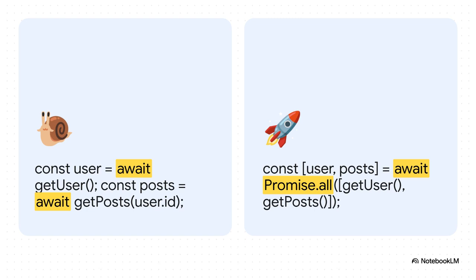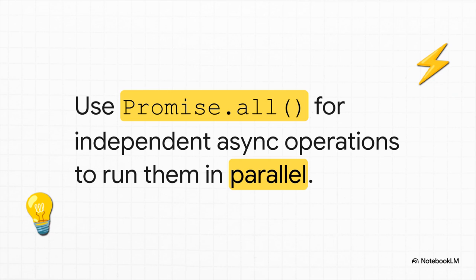But look at the code on the right. If getting the user and posts aren't dependent on each other, you can use Promise.all. This is like giving your order for both the cheese and the meat at the same time and just waiting for both to be ready. It kicks off both requests at once. It is a huge performance boost. So here's the simple rule to tattoo on your brain. If you have a bunch of async tasks and one doesn't need to wait for the other, don't make them wait. Run them in parallel with Promise.all. It's one of the easiest performance boosts you can give your app. Your users will definitely notice.